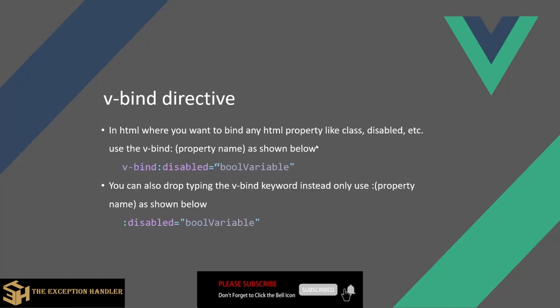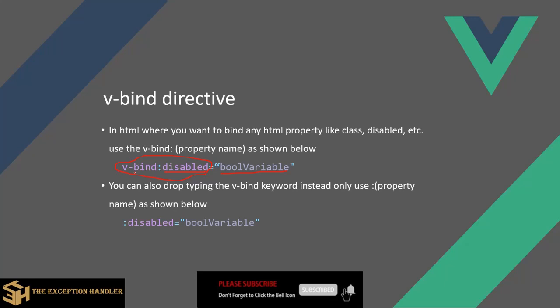Now to bind any HTML properties, we would be using a directive called v-bind as shown over here. So we would use this v-bind and we would name the property that we want to bind of HTML over here. And here, after the equal to sign, we'll be mentioning the variable that is responsible for the value of that property.